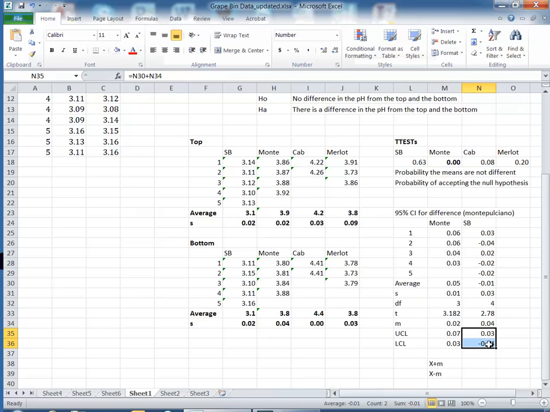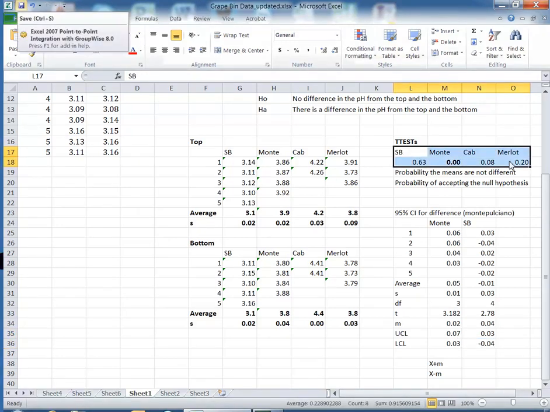So in our assignment 3, all you need to do is add the results for the t-tests and then some discussion about those results. So despite the fact that there was a difference in the pH between the top and the bottom of the bins in Cabernet and Merlot, it is not a significant difference. Only Montepulciano has a significantly different pH at the top and the bottom.